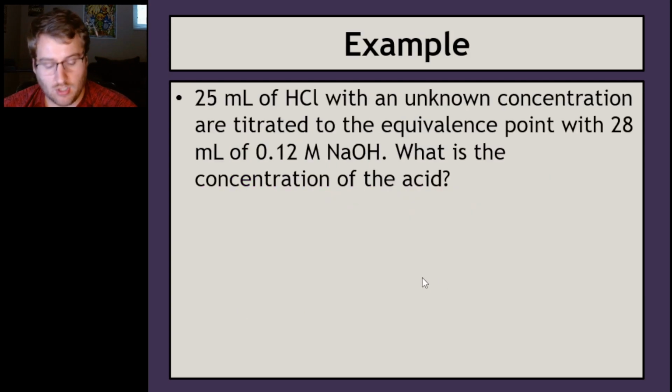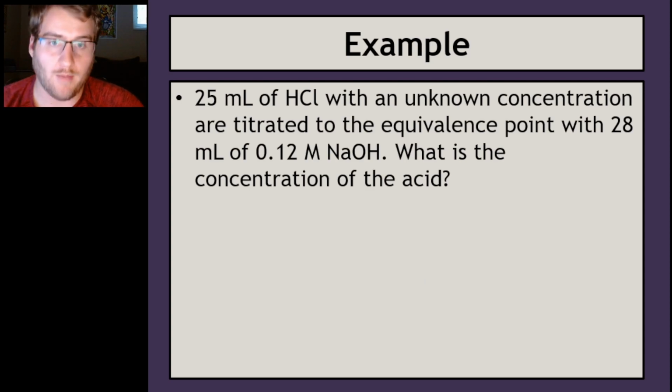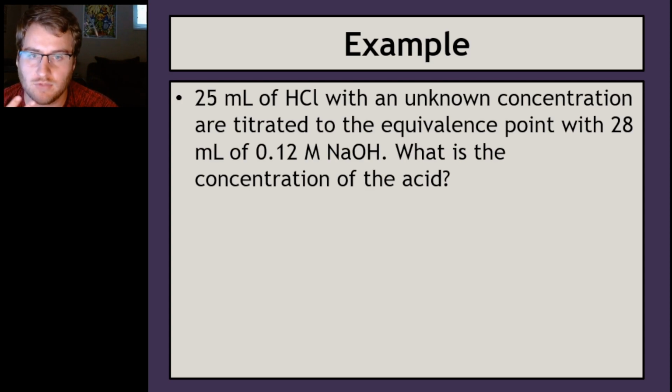All right, so we have a couple examples to end this with, and that's the last bit of notes, but let's do these 2 examples real quick. I have 25 milliliters of HCl, so I have an acid, and I don't know its concentration. I titrate to the equivalence point. The equivalence point is just when it is neutralized. With 28 milliliters of some base, and it tells me how strong it is. What's the concentration of my acid?